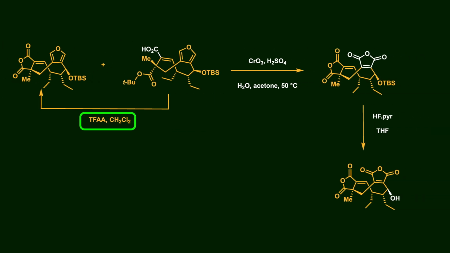Next, the second anhydride is unmasked by treatment with Jones reagent, and the target molecule is obtained by deprotection of the alcohol using Olah's reagent.